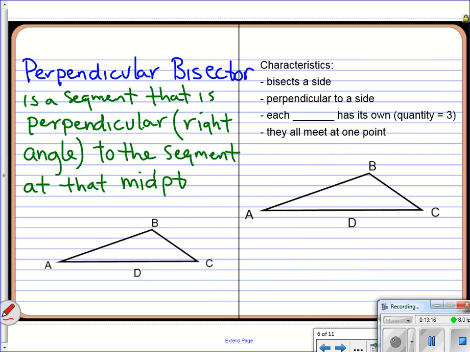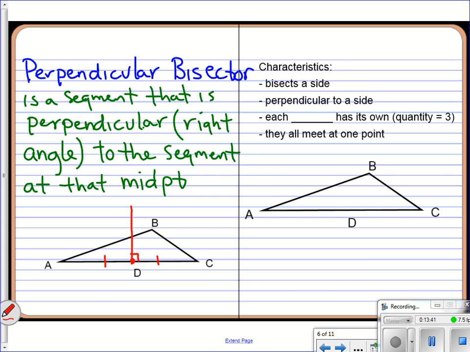Perpendicular bisector is basically a segment that comes down, and you find the midpoint, and so it's a special line that comes down. Not only does it hit at the midpoint, but it's perpendicular. Okay. Now over here we have some of the characteristics of a perpendicular bisector. These are the only ones that do not connect to a vertex. Okay. So in this case, it bisects a side, it's perpendicular to the side. Each side has its own. In other words, there are just three of them, and they all meet at one point.